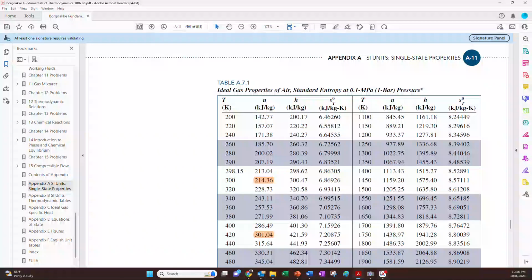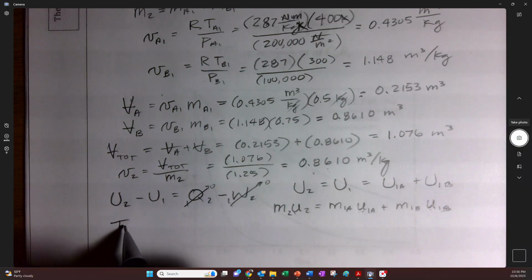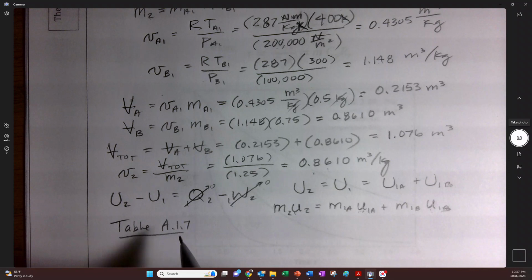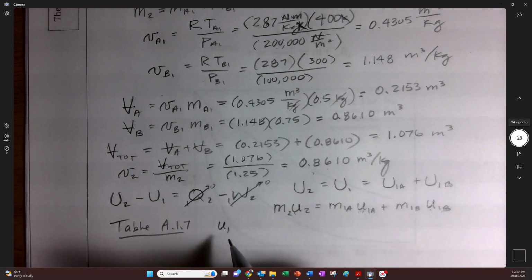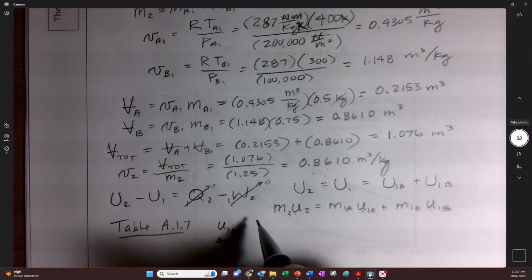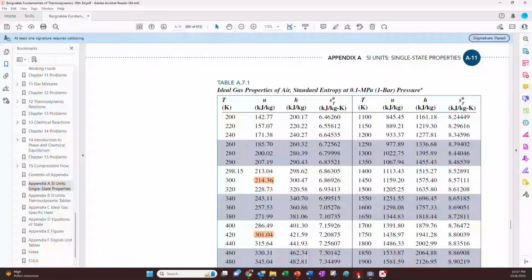and put them in there. So I'll write that down. Say table A.1.7. We got U1A. And I wrote underneath there is the, is that right? No, this is 400 degrees, 400 degrees. And did I write it correctly? No, I probably didn't. What if I got it wrong?